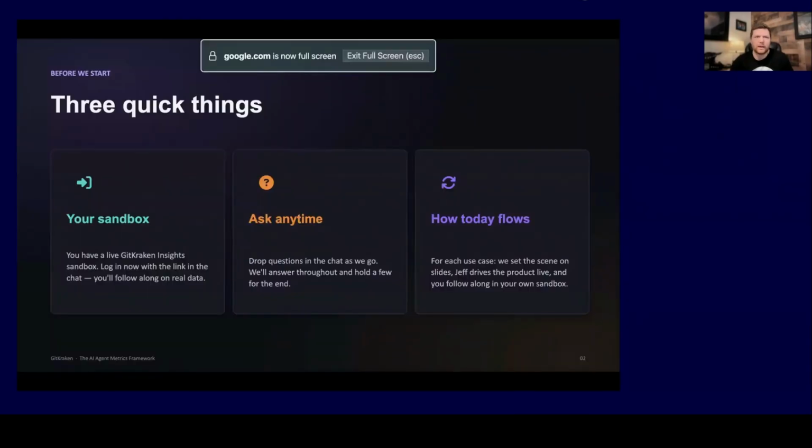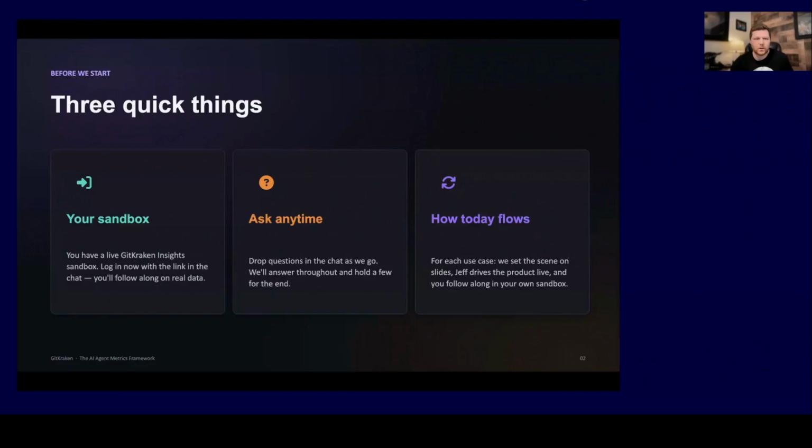Just a few quick logistics before we start. First, you will have access to your own sandbox. So you'll have live GitKraken Insights data inside your sandbox. We're going to give you the link here in just a few minutes so you can log in and follow along as we walk through some real world use cases.